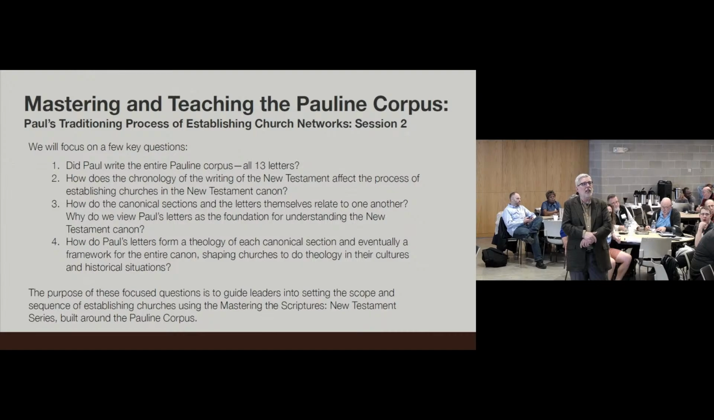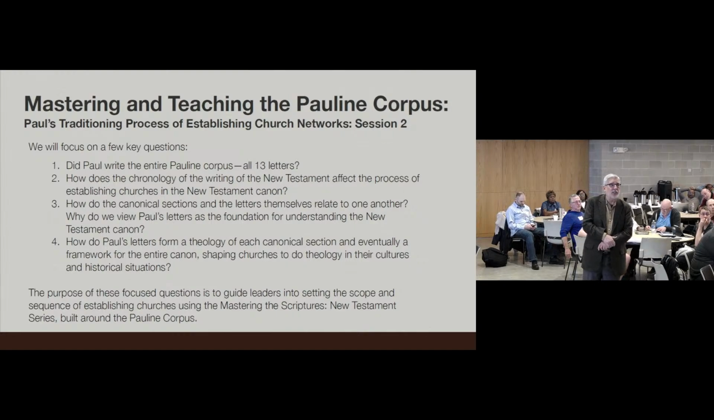How does the chronology of the writing of the letters affect the process of establishing churches in the New Testament canon? How do the canonical sections and the letters themselves relate to one another? Why do we view Paul's letters as foundational to the understanding of the New Testament canon? And how do Paul's letters form a theology of each canonical section and eventually frame the entire canon, the entire New Testament, shaping churches to do theology in their own cultures?